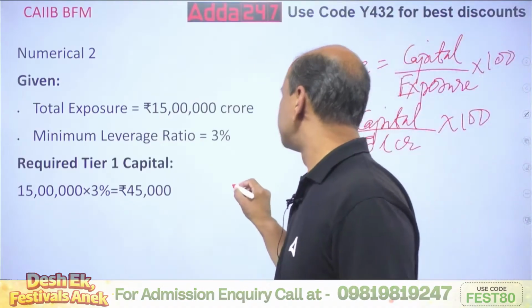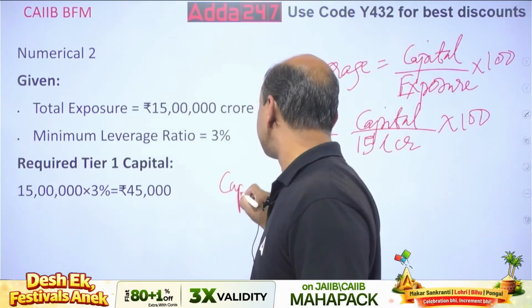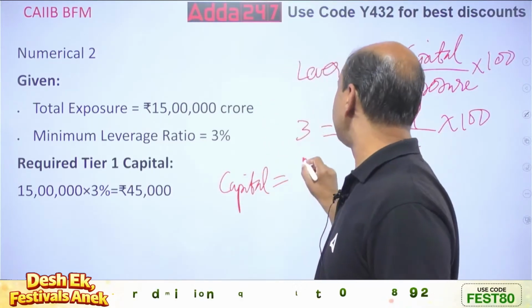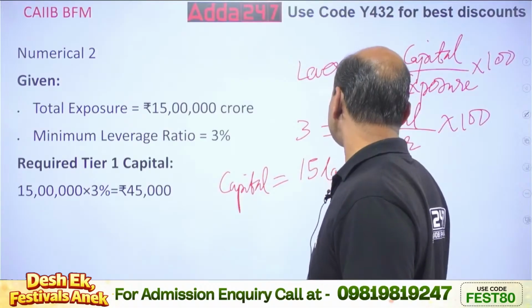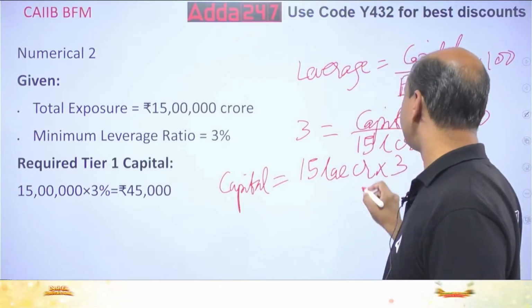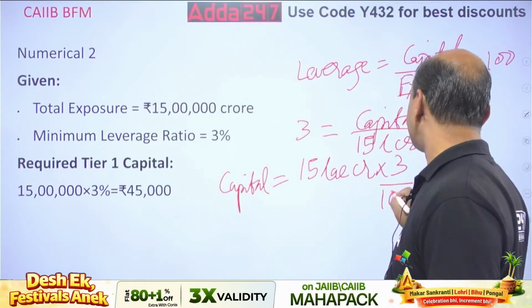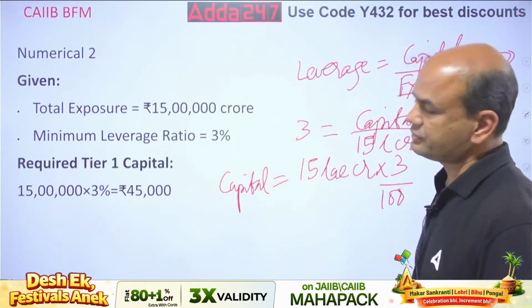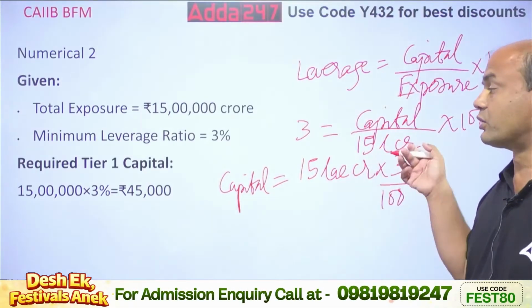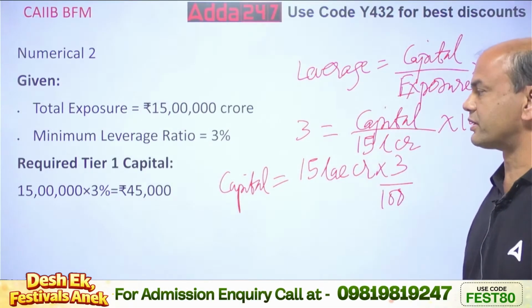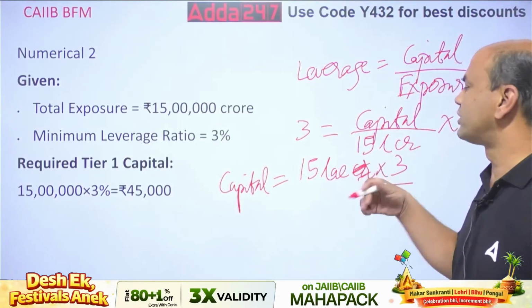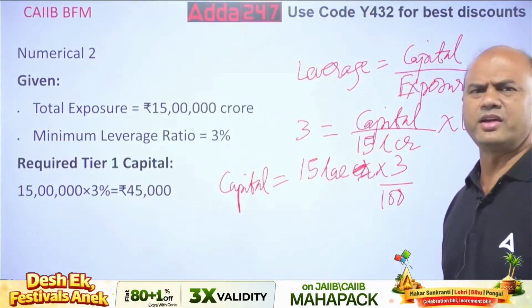So capital equals 15 lakh crore into 3 upon 100. Try this, everyone. What are you getting? 15 lakh crore, it's a big figure. Let's remove this crore for some time, because everything will be in crores.